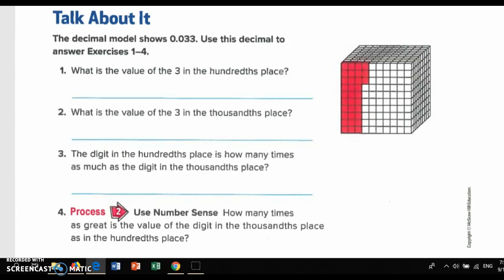The decimal model shows 0.033. Use the decimal to answer exercise 124. What is the value of the 3 in the hundredths place? Hundredths place is this one. What is the value of the 3 in the hundredths place? It is 0.03. Or you can also say 3 hundredths.